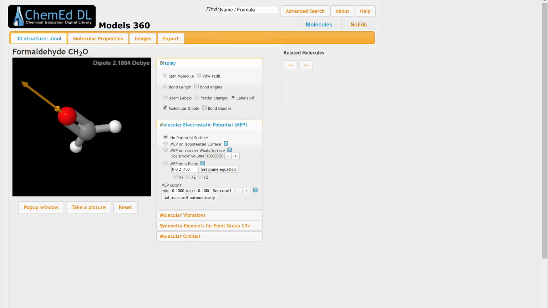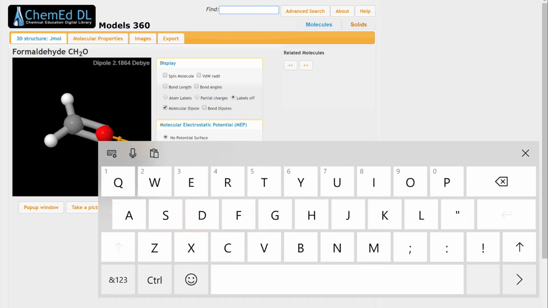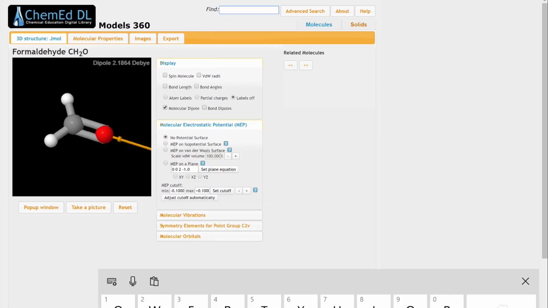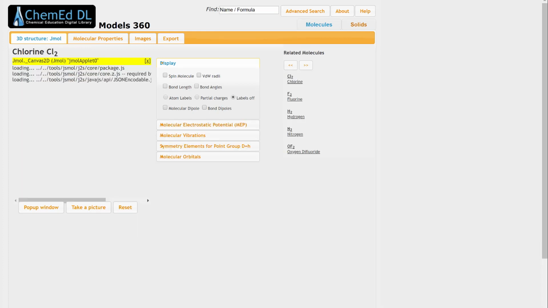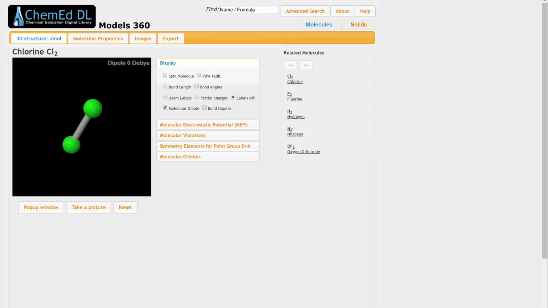And it says that the dipole here is 2.1864 D. Now, D, the debye, is the unit that we use to express a polar molecule's dipole moment. And it can actually be calculated, which we're not going to do. But if it has something like 0, then it obviously doesn't have polarity. So if I look up chlorine, the molecule, and then press molecular dipole, it has 0 D because this would be nonpolar, since it would just be two chlorine atoms put together.